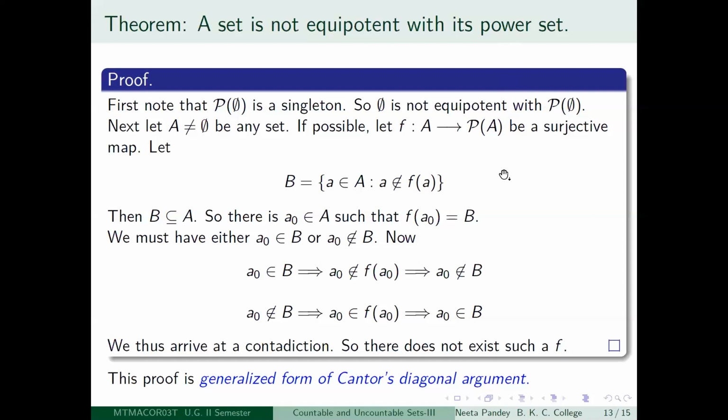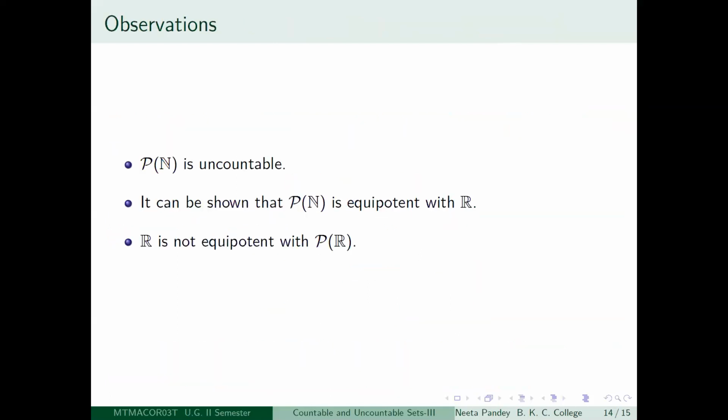Obviously. Okay. So what are the conclusions from this result? First of all, the set of natural numbers n is not equipotent with power set of n. So that means that power set of n cannot be countable. So power set of n is uncountable. This is a theorem which we will not prove. It says that power set of n is equipotent with R. So it is interesting, but we will not prove it because it requires some arguments which are beyond our understanding right now. It can be done later on. Okay. So power set of n is equipotent with R.